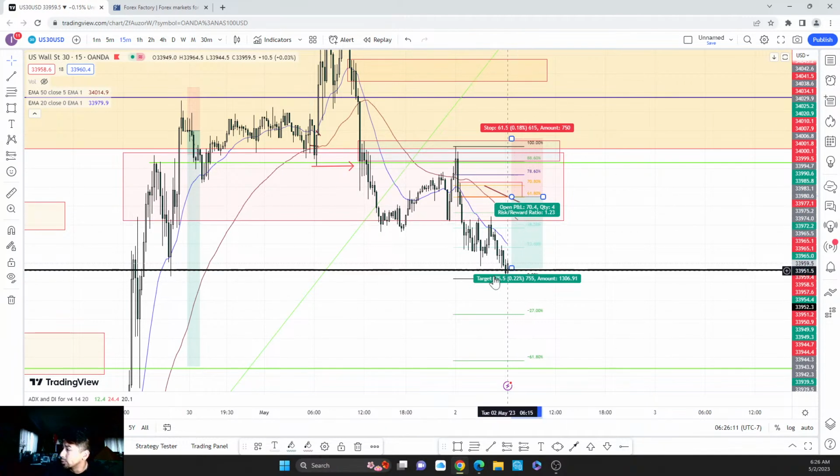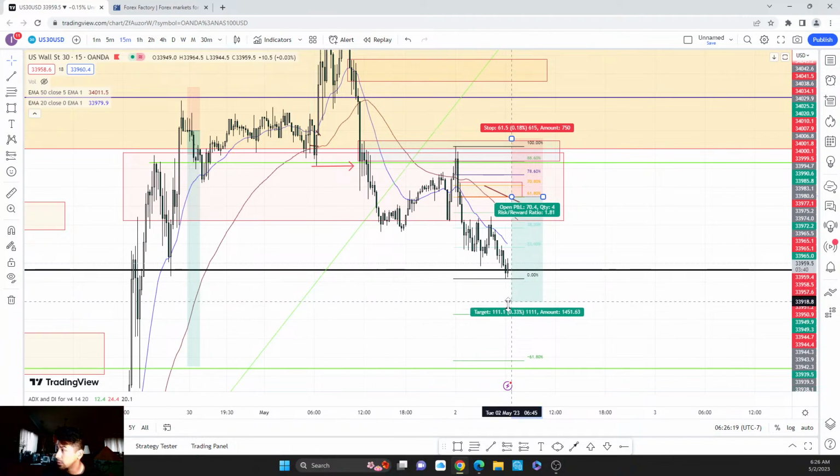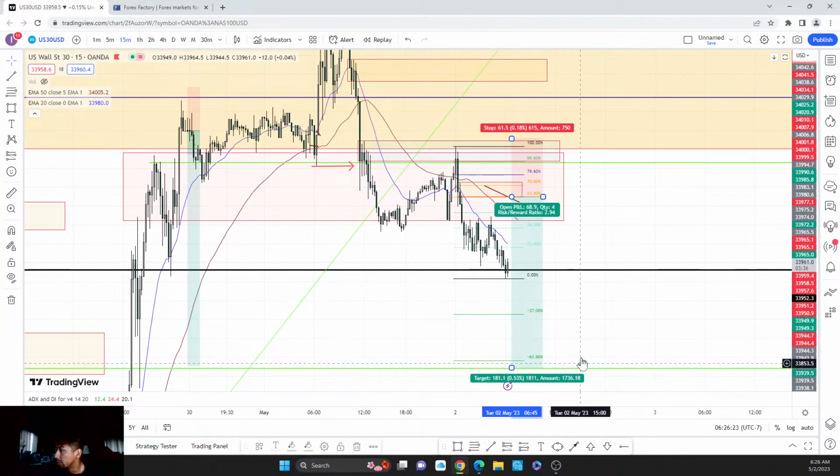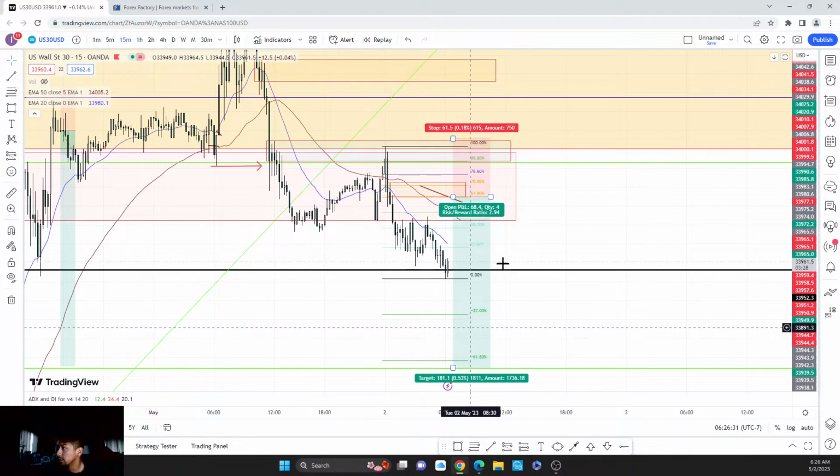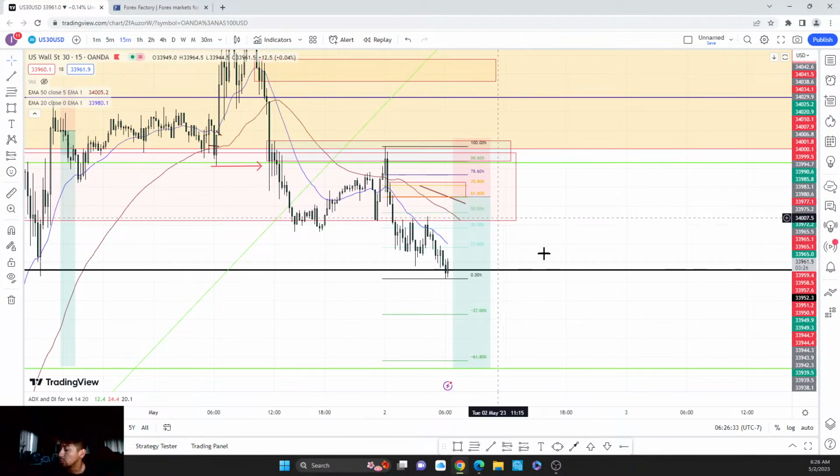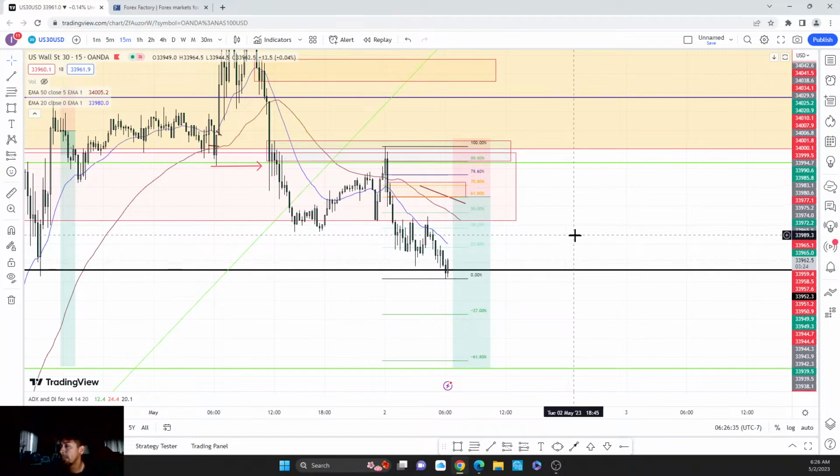So we have a 1-to-1 just right here, and this is definitely going to be a TP for me at 75 pips, just because we know that this is a daily. And TP2 would honestly be here at the 27, TP3 a little bit past the 61.8. So this is where I'd be looking for price to go ahead and hit TP1, TP2, TP3, and we can see almost a 1-to-3 risk to reward ratio.